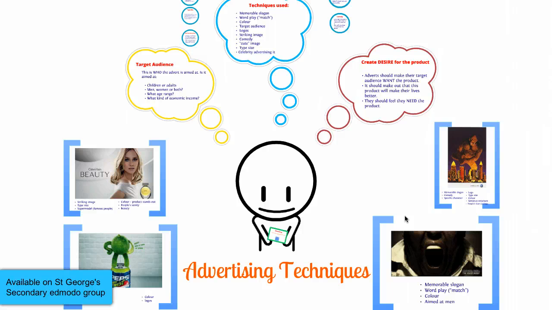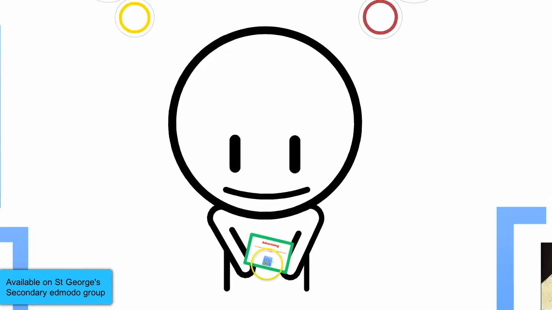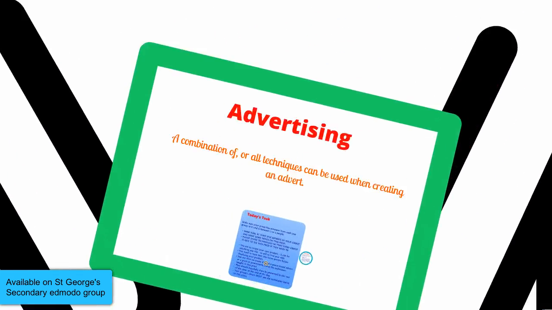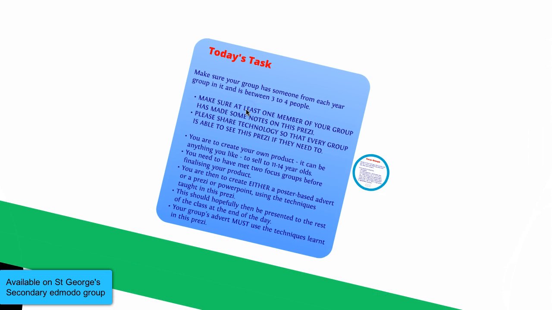So the first thing that you really need to be doing is thinking about what you want your product to be. What is your group going to create? What are you going to be selling? Once you've worked that out, you need to have your two focus group meetings with the different groups and write down their answers. Then get back together to finalise that you are definitely happy with your product.